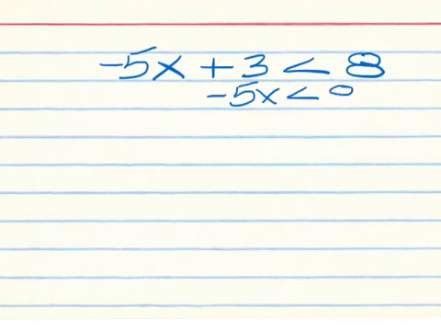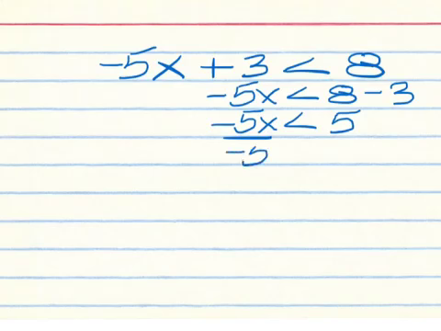Negative 5x plus 3 less than 8. Keep your negative 5x on the left, 8 on the right. Move the plus 3 over and make it minus 3. 8 minus 3 is 5. Divide both sides by negative 5. Flip the inequality sign. You're left with x greater than negative 1.